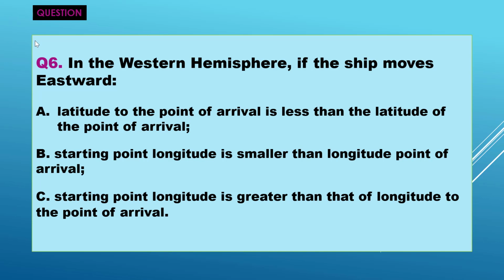A is talking about latitude. No. We are in the Western Hemisphere. That is a longitude zone. So anything concerning latitude is out of the question. Now we are left with option B and C. So how do we know which of them is the correct answer? We use our diagram. We use the sketch.